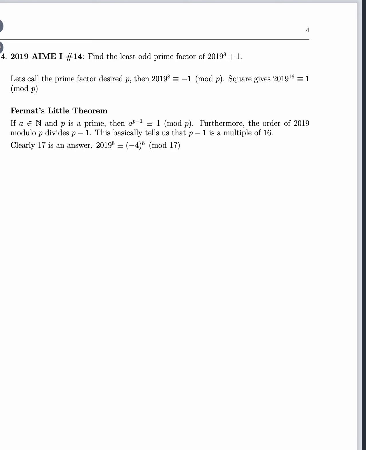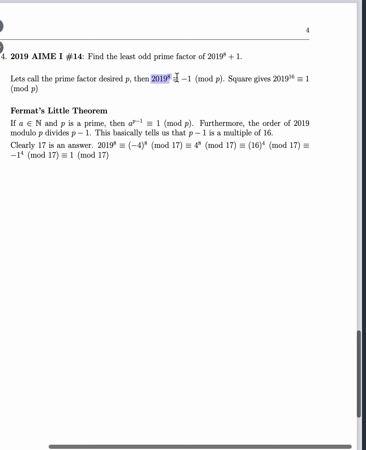Which is equal to what? 16 to the 4th, right? Which is also just equal to -1 to the 4th mod 17, which is equal to 1 mod 17. So thus we have a contradiction here, because we stated that 2019 to the 8th is congruent to -1 mod p, but here we have 1 mod 17, so it's not the case. So let's find the next prime.